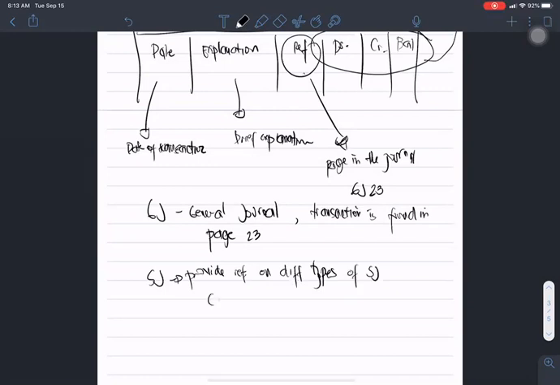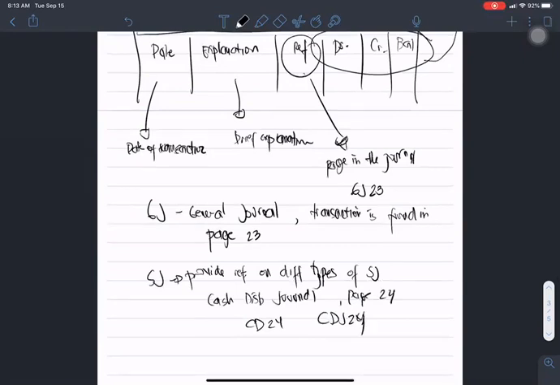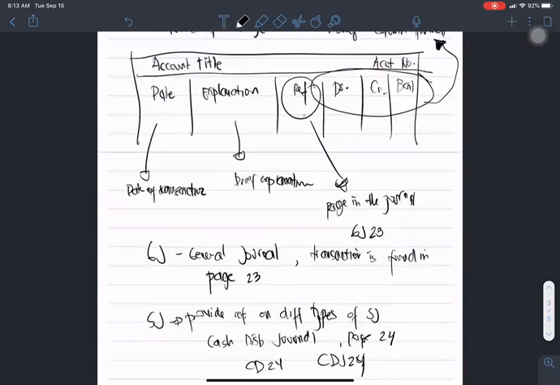So let's say we have your cash disbursement journal, and then you found it on page 24. So you place CD24 or CDJ24. It depends on your coding. But again, what's the use of that reference? This shows that that particular transaction is found in the journal at a particular page.